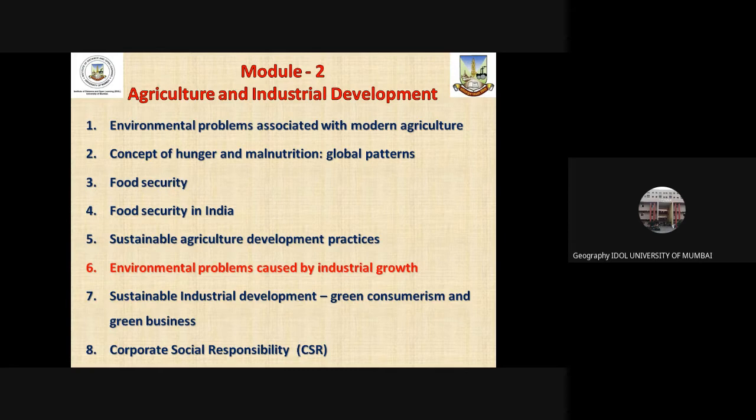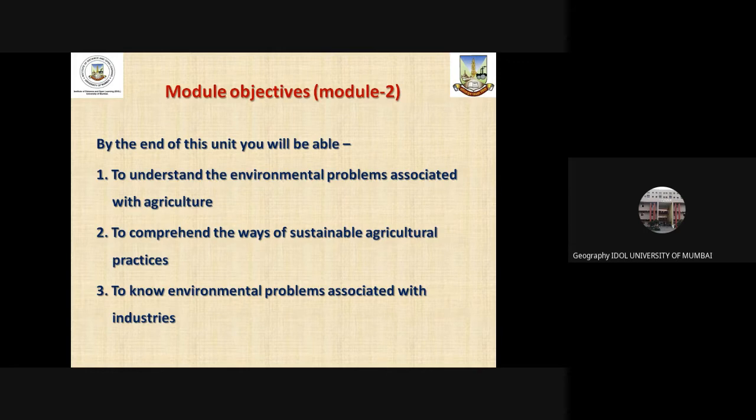Today, we will be discussing the various environmental problems confined to industrial growth. Before we start with the core part of this lecture, let us go through the module objectives. By the end of this unit, we will be able to understand the environmental problems associated with agriculture. We will be able to comprehend the ways of sustainable agricultural practices, and we will be able to know the environmental problems associated with industrial growth.